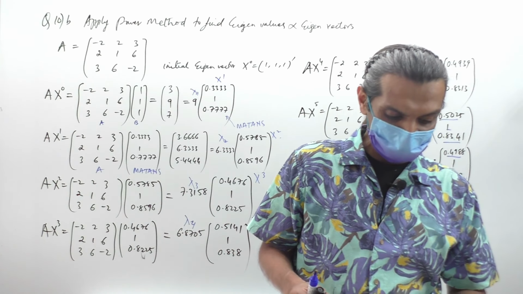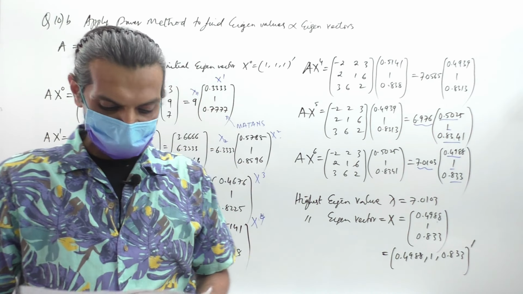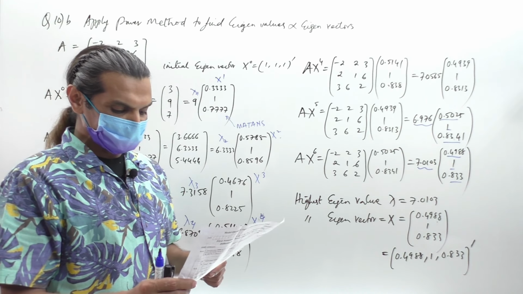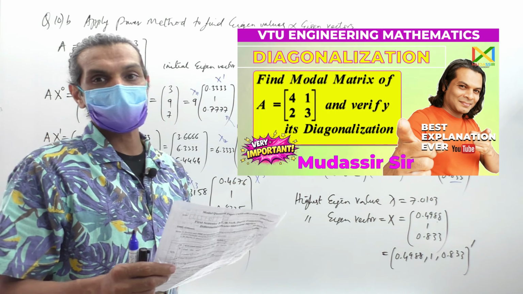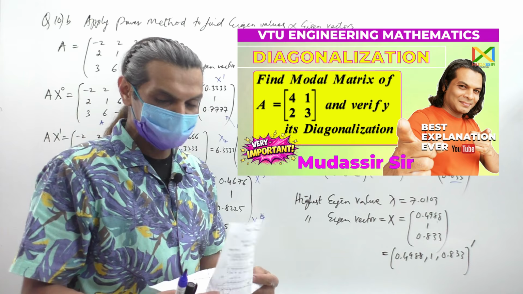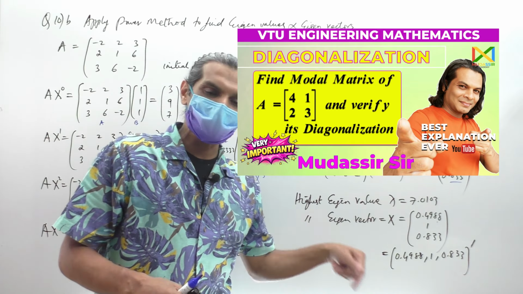The last one is 10c. Diagonalize the matrix, and for the VTU syllabus you have only a 2 by 2 matrix, that is A is equal to [4 1; 2 3]. I have solved this already in the simplest way possible. Please go and refer to the link in the description.